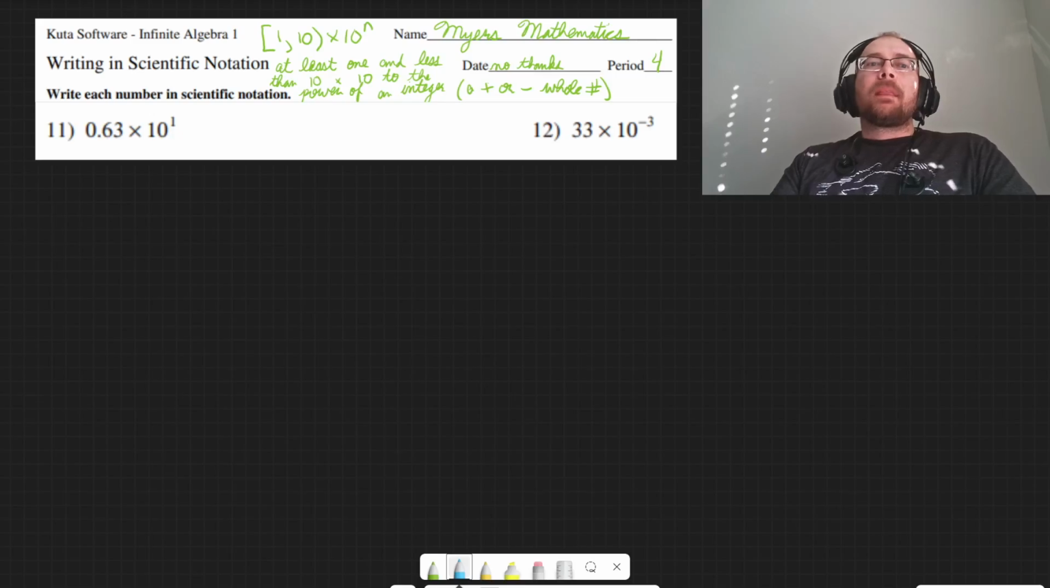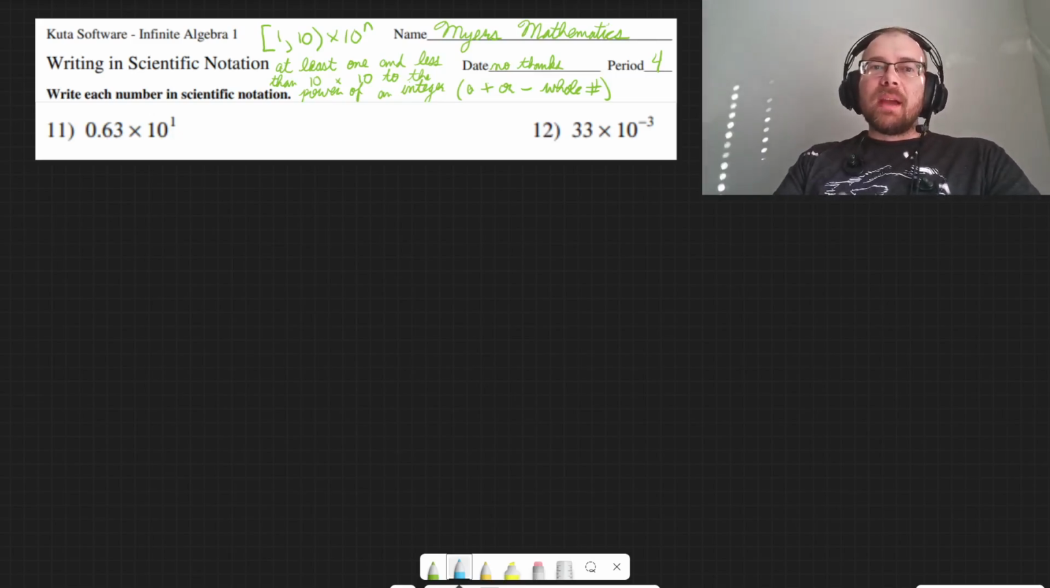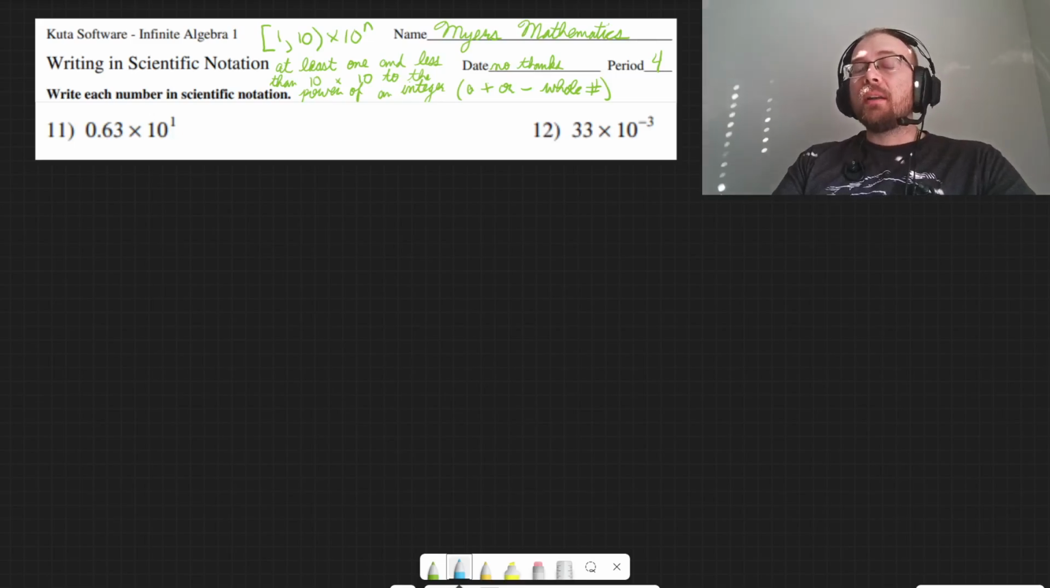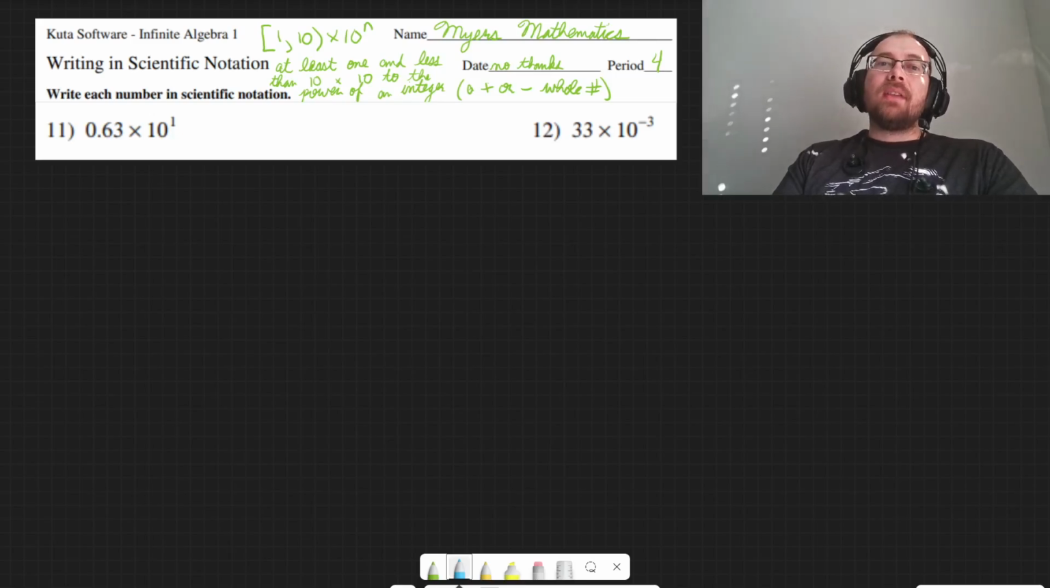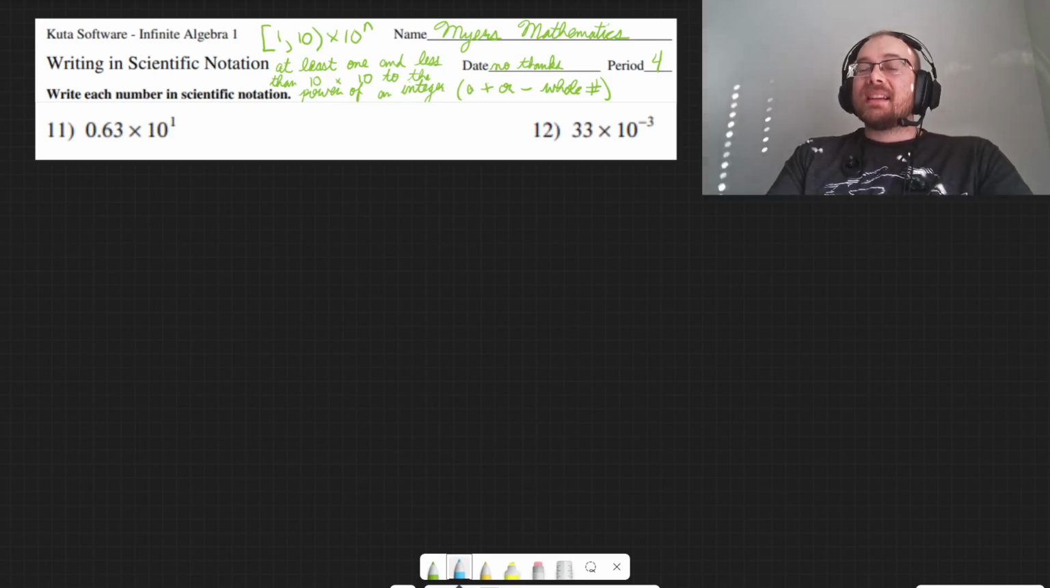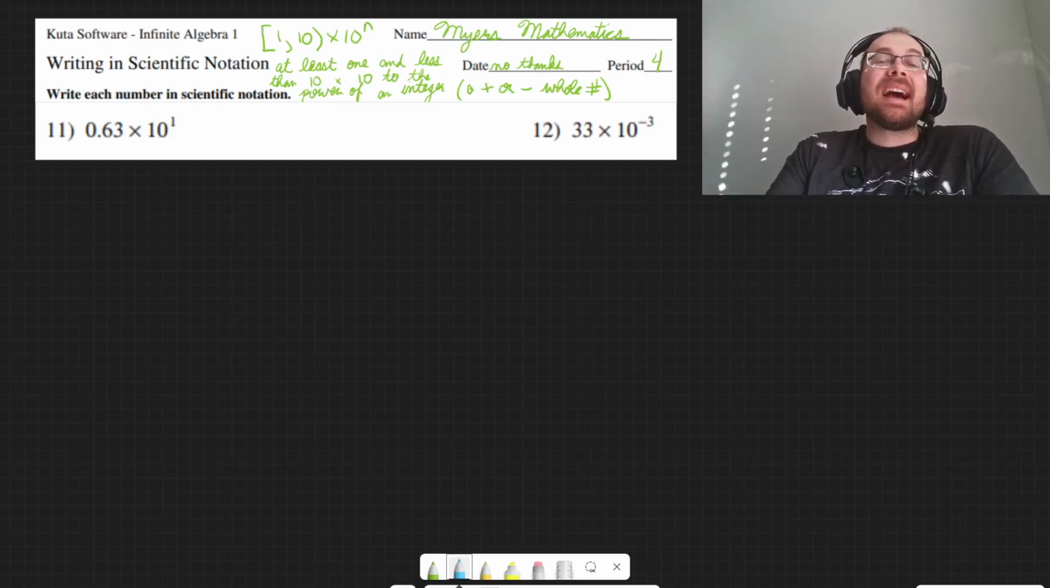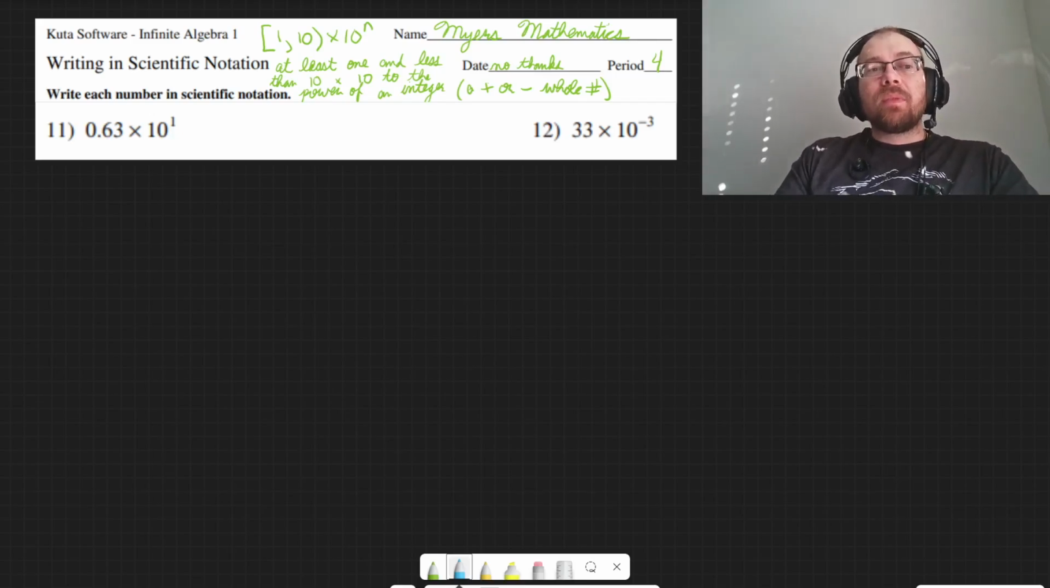Okay, so when we're writing things in scientific notation, we have to make sure that the first number is a number between 1 and 10. It can include 1, but not include 10. It has to be like a single digit number. And then we times that number by 10 to a power. So that is scientific notation. There's not really a math reason for why that is what it is. That's just how somebody decided it should be. So that is what we're going to do. We're going to put it so that it's in that format.